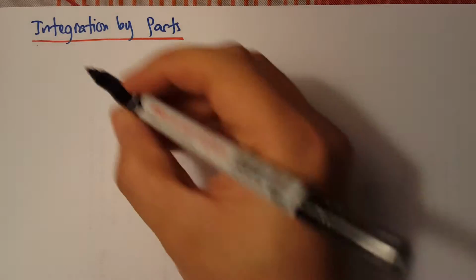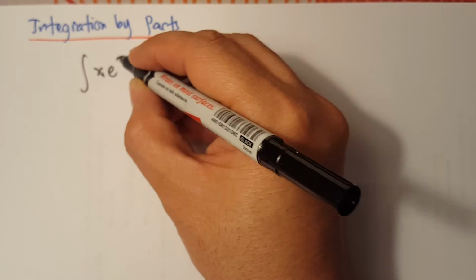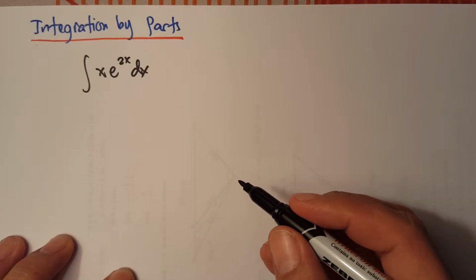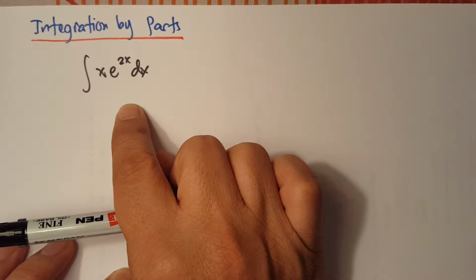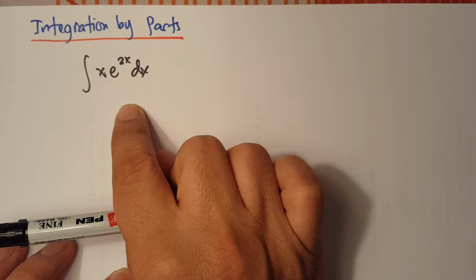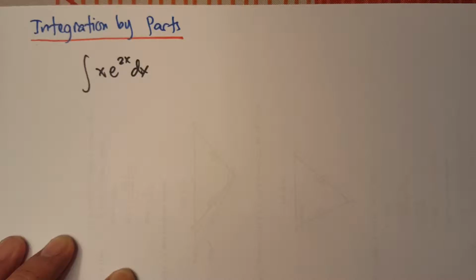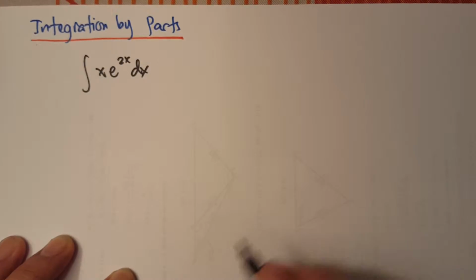For example, if you have something like the integral of x times e to the 2x dx, and you try to integrate this using what we learned so far regarding the substitution method, you will realize that you will not be able to find the integral. You will not be able to solve this at all.